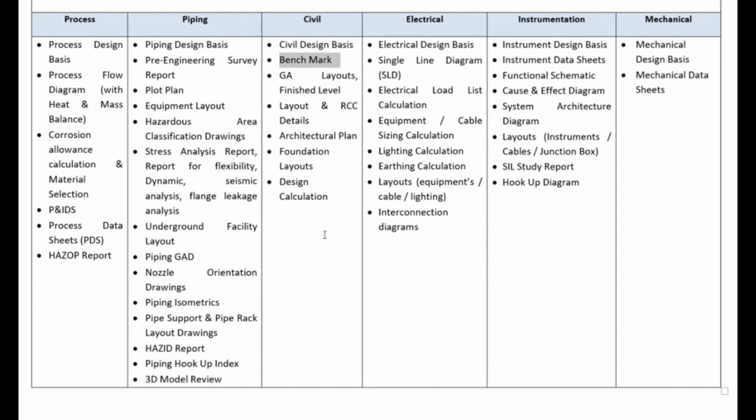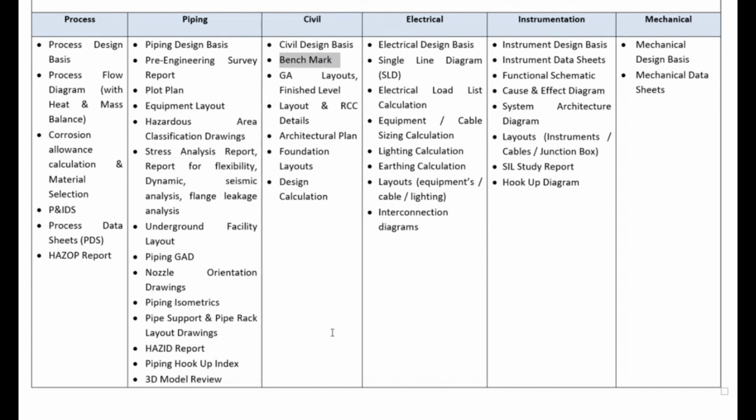And then I'm going to civil. As I said, civil design basis we already discussed. Now coming to the benchmark. The benchmark is basically needed when we are constructing a plant. This point should be known: from where should it start, like at what height my office building should be from the present ground level, at what level my compressor should be, at what level my water tank and water pump should be?